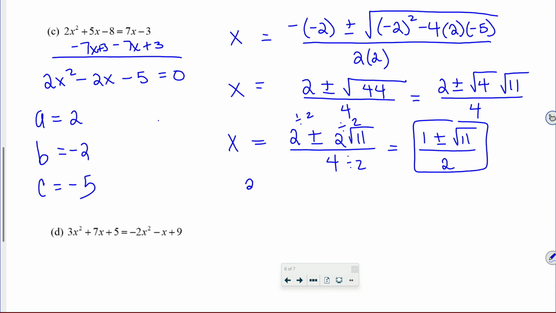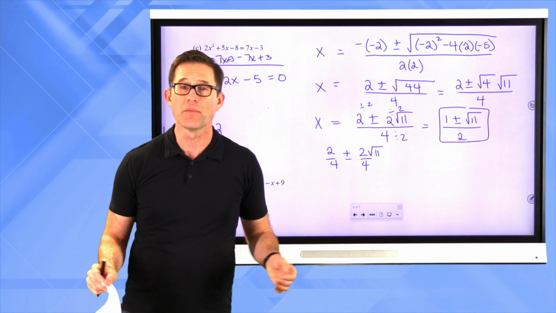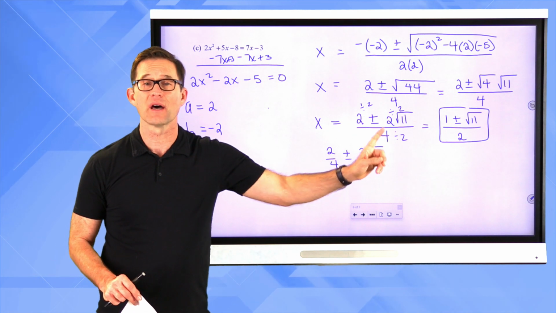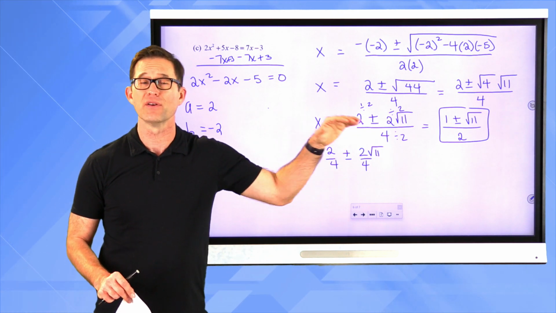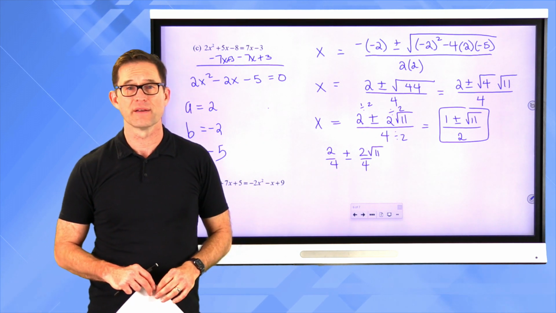Alternatively, you could write it as 2 over 4 plus or minus 2 root 11 over 4, and then simplify both of those 2/4 into 1/2. That would be fine as well. The key is to identify if all three numbers that are outside of the radical have a common factor. If they do, divide that common factor out, and then you'll have your final simplified answer.